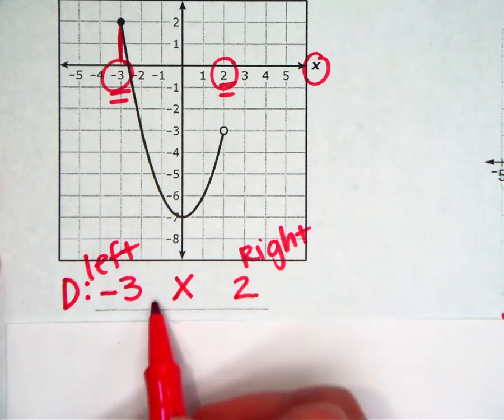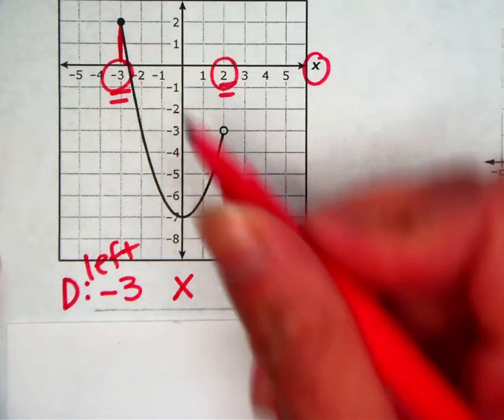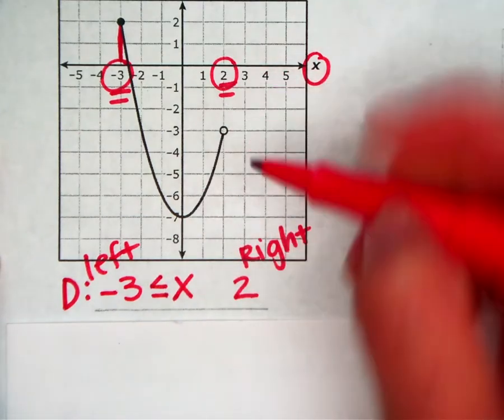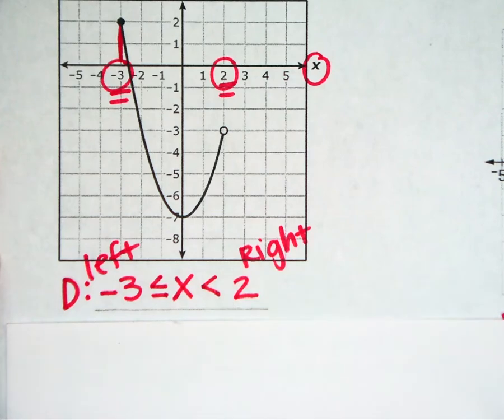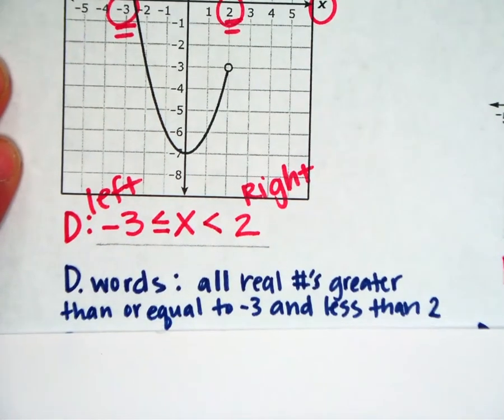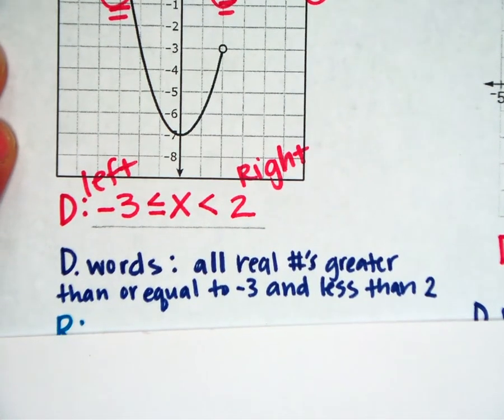Now we just have to figure out which inequality symbol we should use. At -3, it's a closed circle, so we need to use a less than or equal to. At +2, it's an open circle, so you need to use a less than symbol. So in words, what this means is all real numbers greater than or equal to -3 and less than 2.